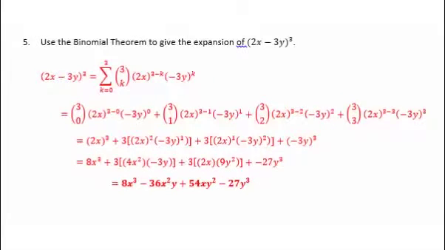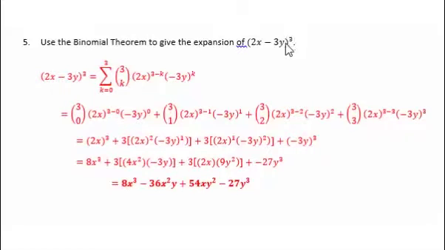Let's look at the solution to Chapter 9 practice problems number 5. Use the binomial theorem to give the expansion of (2x - 3y) to the third power. Now, you could actually take this binomial, 2x minus 3y, and write it as a factor 3 times, and then use FOIL to simplify the first two multiplied together, and then multiply whatever you got there times the last factor.